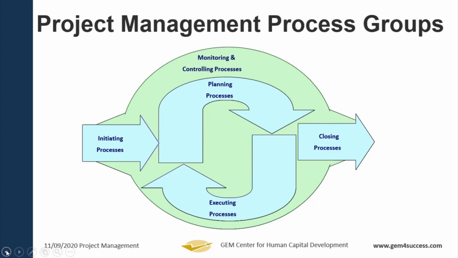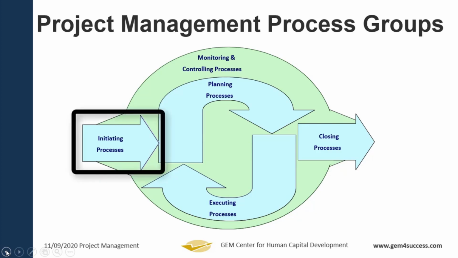Let's look at this diagram. What do we see? Clearly we can see the 5 process groups, from initiating processes down to the closing processes. Can we describe the relationship between these processes? Okay, let's go through them.